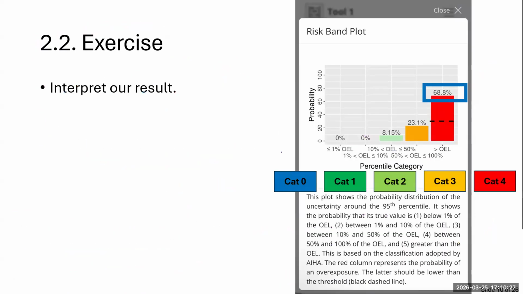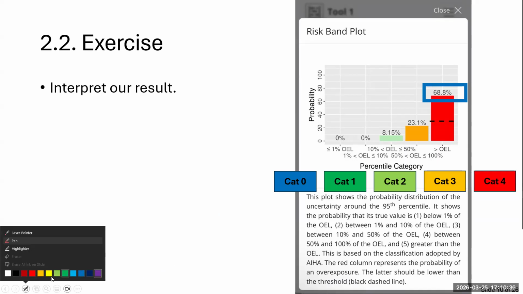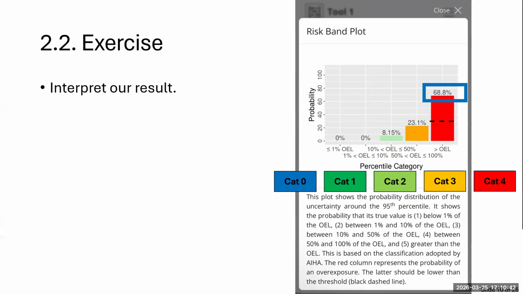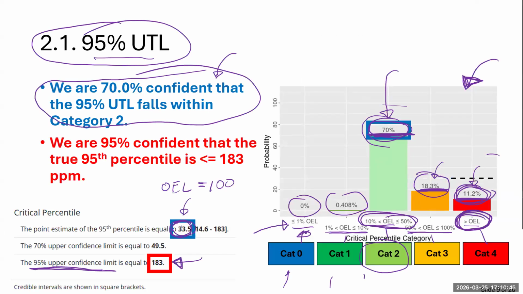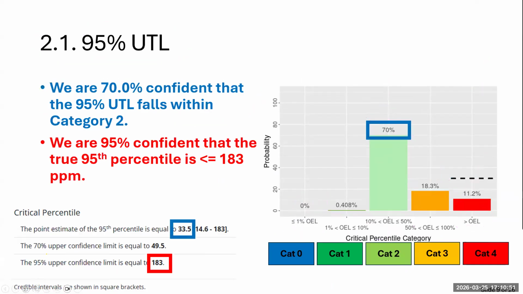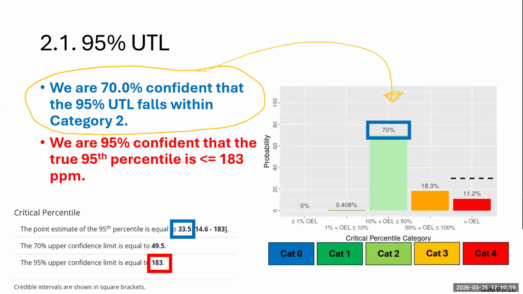We're going to do another one just for some practice. So I would like you to interpret our result. Here, I had blue and red text. I'm going to go back so I can talk about this. Do your best to give me this interpretation. Remember, we're looking for the column that is the highest, and we're simply reporting the probability or our confidence level that our 95% UTL falls in that category. So let me move forward now.